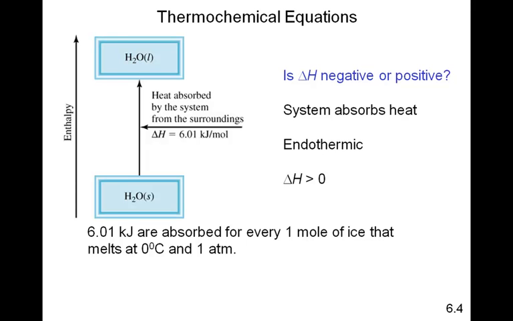What it's telling us is that 6.01 kilojoules of energy are absorbed for every 1 mole of ice that melts at 0 degrees Celsius in 1 atmosphere of pressure. We can show that by writing what's known as a thermochemical equation, which is basically the balanced chemical equation with the delta H written next to it. It's saying that for every 1 mole of solid water that melts under these conditions of temperature and pressure, this is the amount of energy that's being absorbed: 6.01 kilojoules of energy for every 1 mole of water that melts.